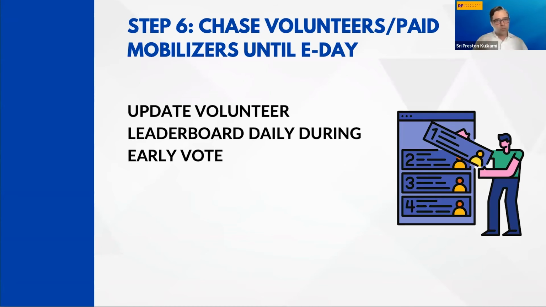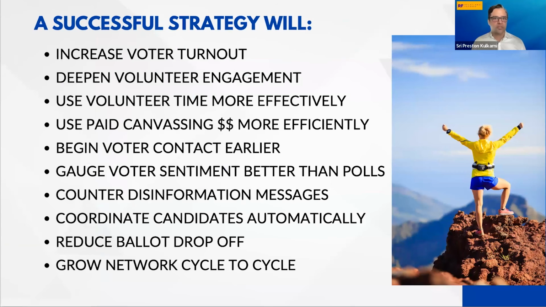And so when we talk about an effective strategy, the strategy itself takes iterations to do, but the things that a successful strategy will do for you, if you've done this right, if you worked with somebody who knows what they're doing, if you have experience, if you've done this cycle after cycle, and this is our last slide here, a successful strategy will, A, increase voter turnout. We've seen that before. We've measured it before. B, it will deepen volunteer engagement.